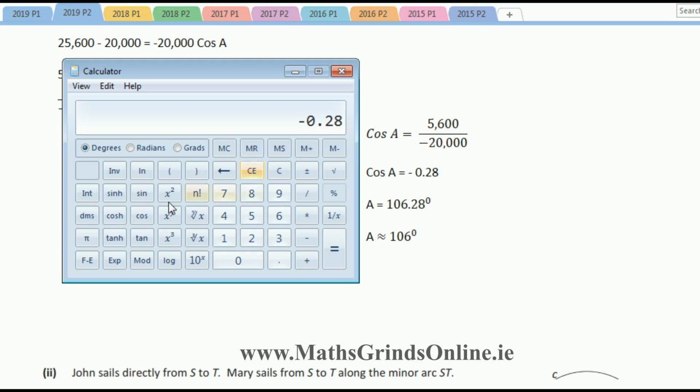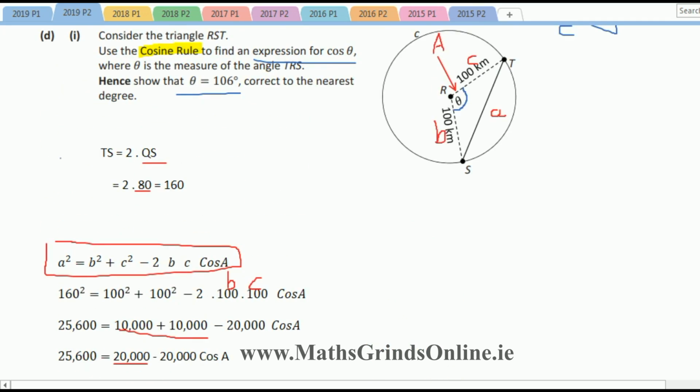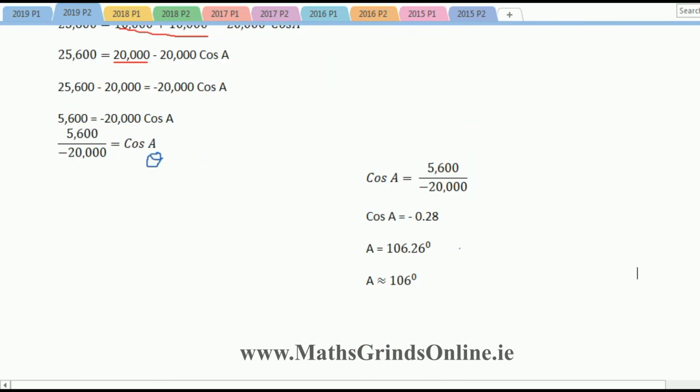Let's pull that up on the calculator, minus 0.28. If cos of A is equal to that, I need to find the inverse cos of that, and we get 106.26. Again, to the nearest degree, and we're told that in the question, that would be 106 degrees. I'm calling that A, that's just coming from my cosine rule. The question is referring to it as theta. So theta is approximately equal to 106 degrees to the nearest whole number.